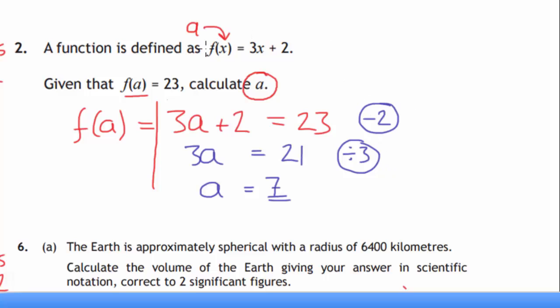Okay, so that's function of x is equal to 3x plus 2. But if you feed in an a, it just means that anytime you see the x, this letter is fed into it. Quite often you'll see it as a number that's put in. So if we put in a 2, all that would happen there is 3 times 2 plus 2. Okay, next one.